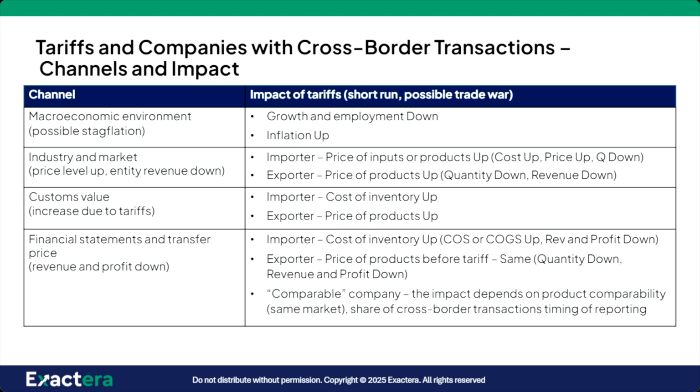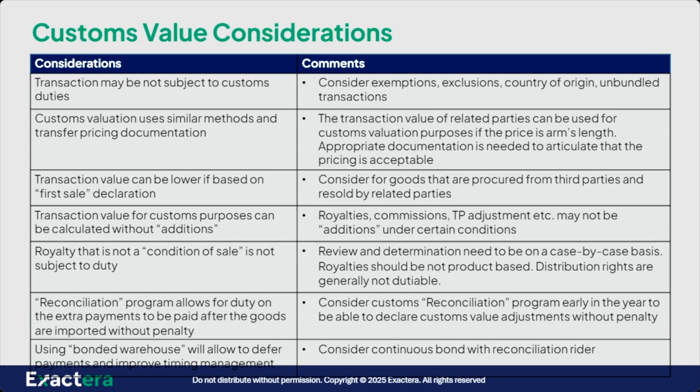And then some of the terminology that you probably will need to be aware of is first sale declaration, and then so-called additions in customs valuation, and then condition of sale and reconciliation program, and bonded warehouses. And what's interesting is that very often customs valuation can be relying on transfer pricing documentation. So if you have transfer pricing documentation prepared properly, it will help to defend your position as well. And in that case, you will need to prove that the transaction value is consistent with the arm's length principle applied.